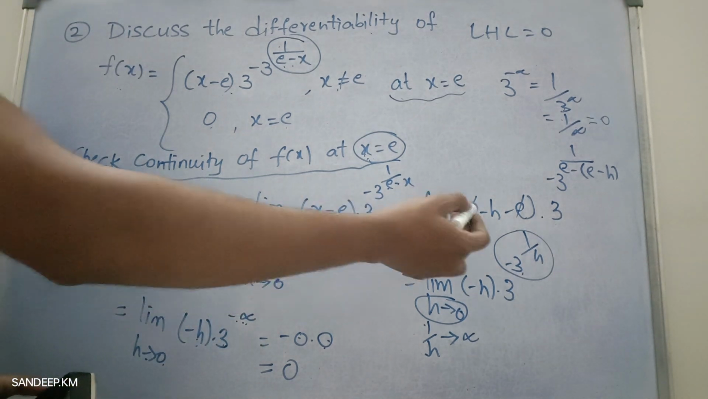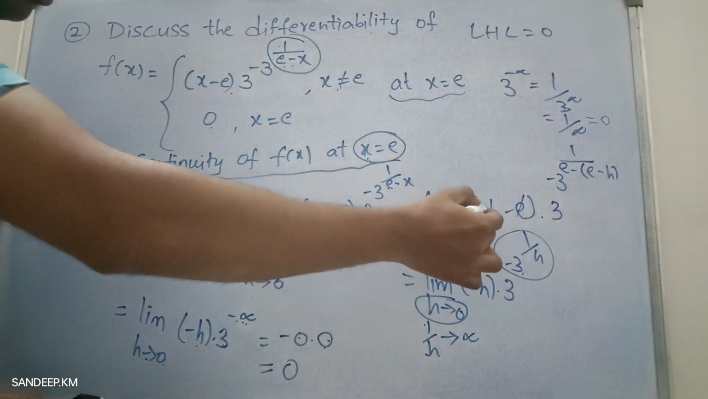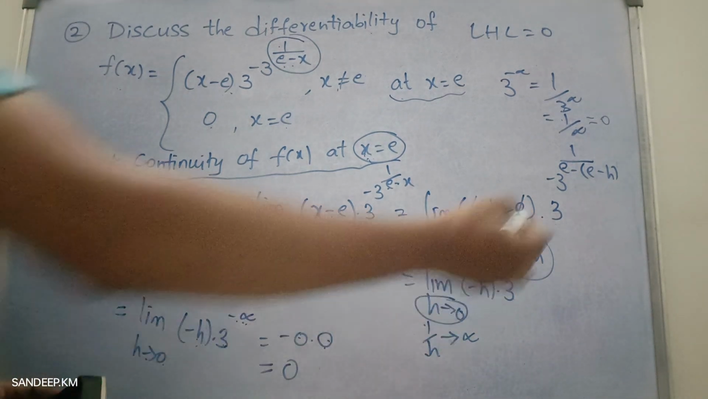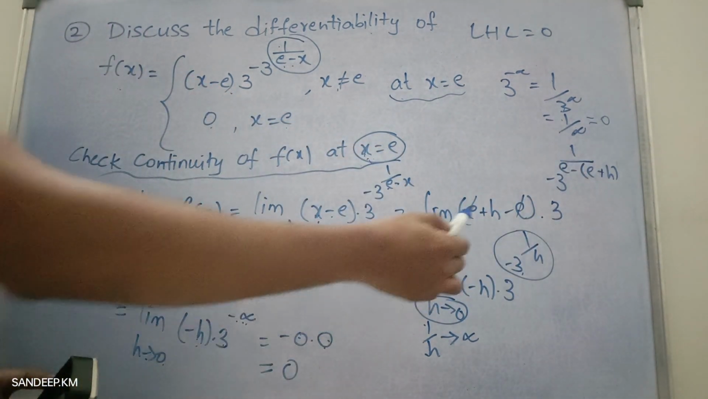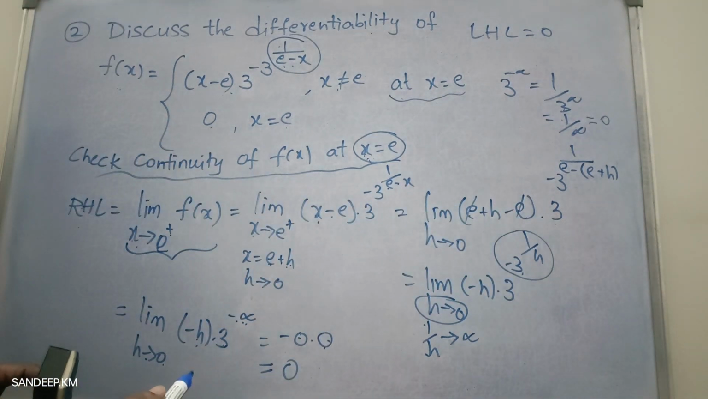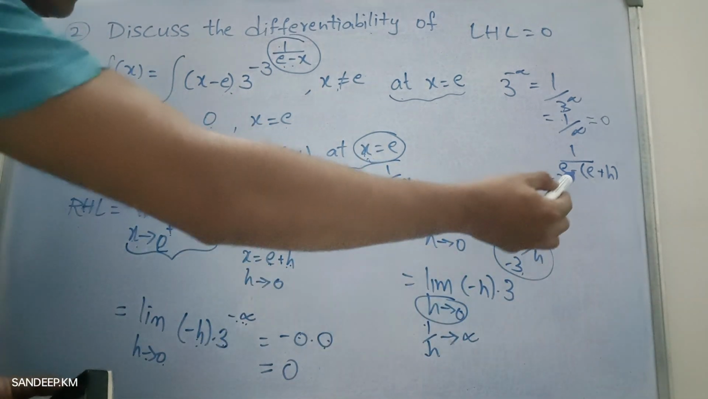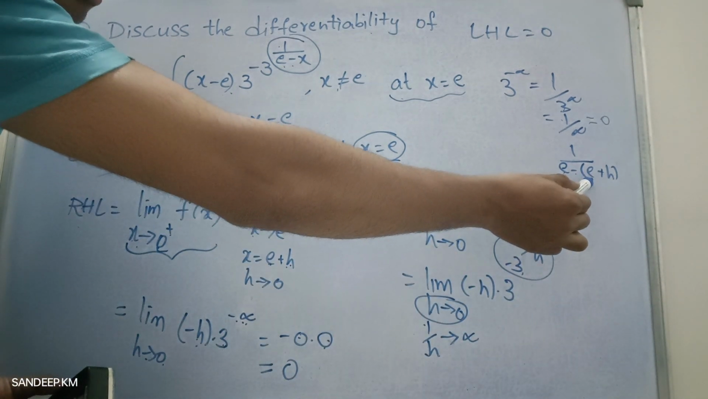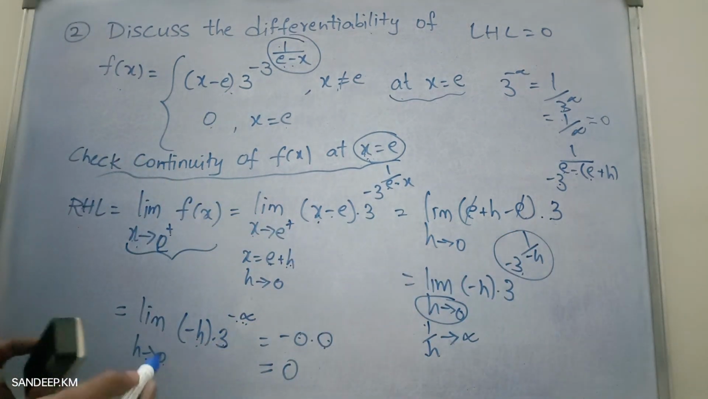So in the next step, what will you get? Instead of x, I'll write e plus h. e plus h, and here also e plus h will come. Next plus e and minus e will get cancelled automatically. And next 3 power minus 3 power, what will you get? e and minus e will get cancelled, and I will get 1 divided by minus h.